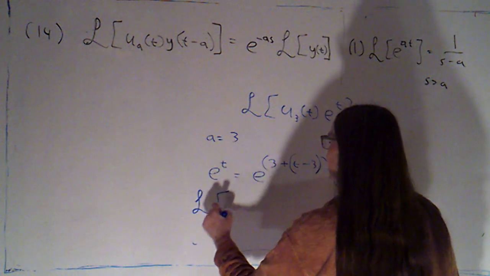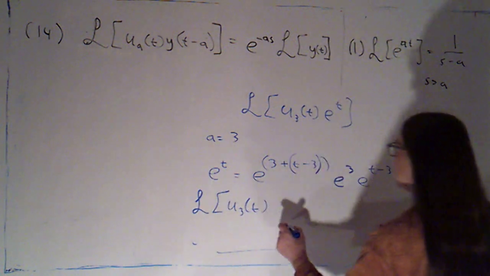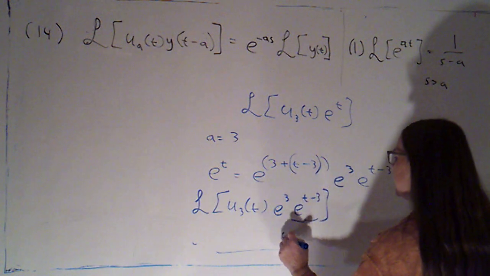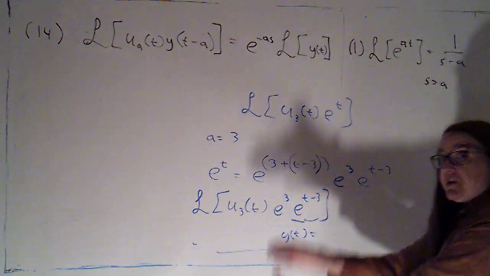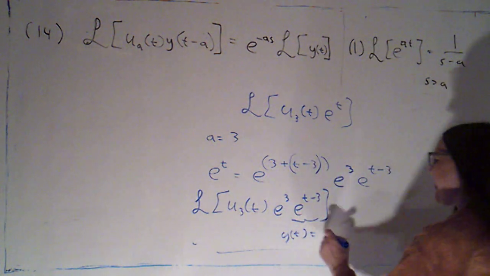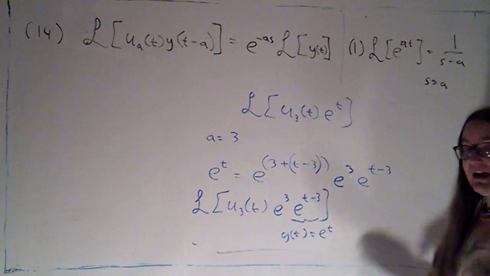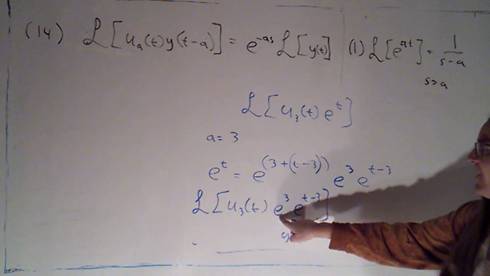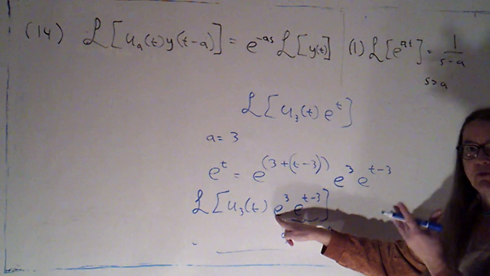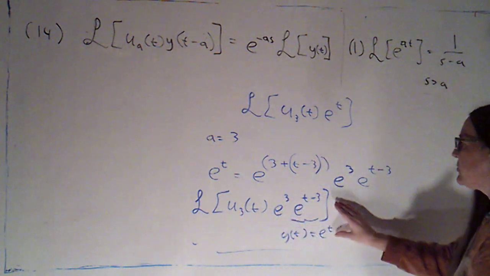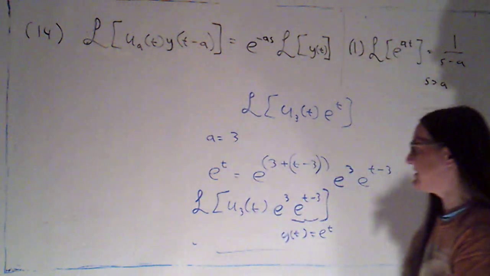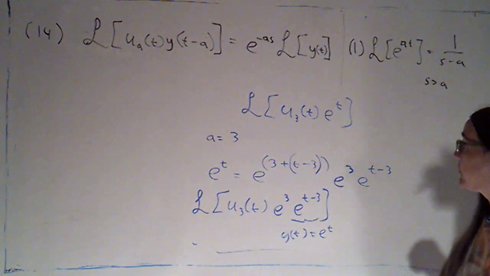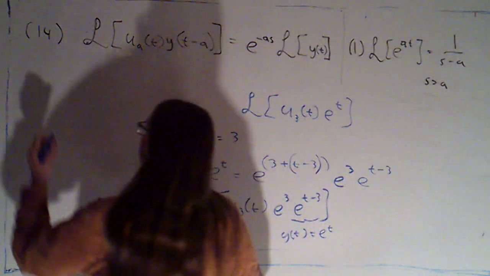So I'm going to say this is the Laplace transform of mu 3 of t times e cubed e to the t minus 3. And that's telling me that my y of t, the function that I've shifted 3 units to the right, is now just e to the t. I didn't actually want at time 3 to be at e to the 0, which is 1, but I'm not now because I'm multiplying by e cubed. So that puts me at the right place, but that allows me to write this as a match for this. So now I can go ahead and use formula 14.